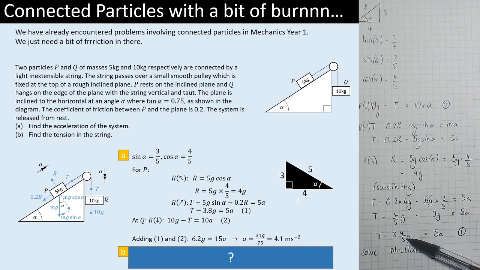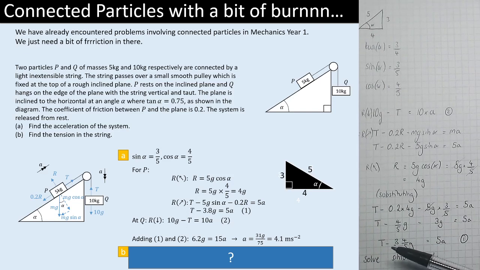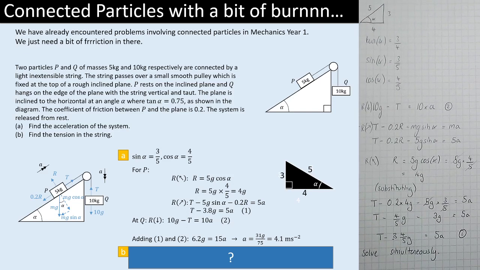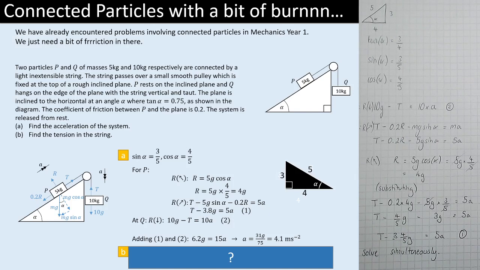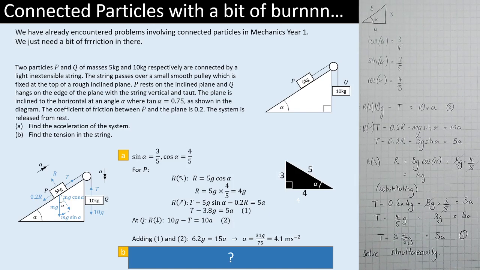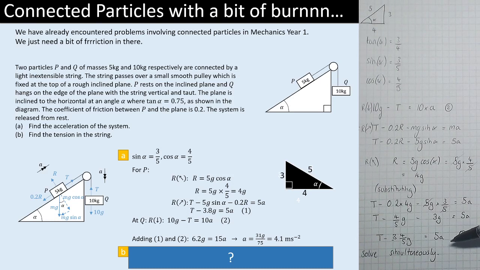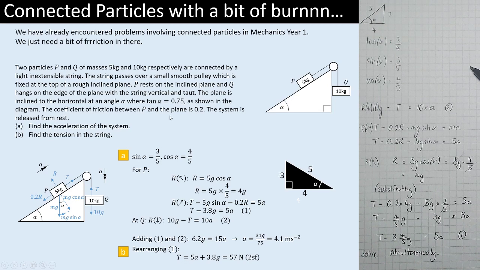-3 and 4/5 g is the same as -3.8 g, and everything else I think matches up. Now, for the tension in the string, we can just take one of our two equations. We found out what the acceleration is. We can just substitute back in to find out a value of the tension. Okay, and there we go. Job's done.